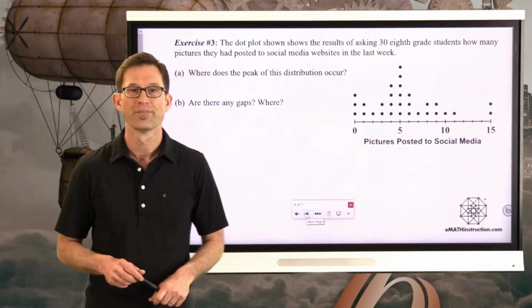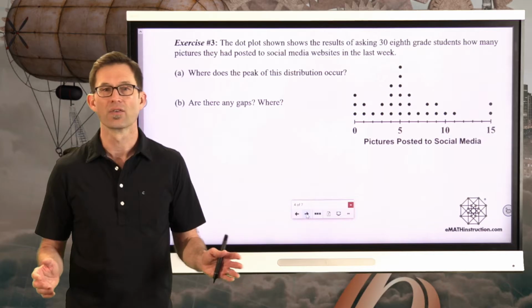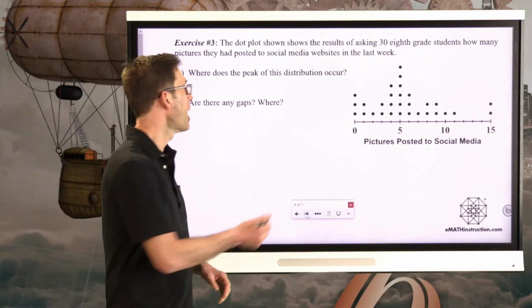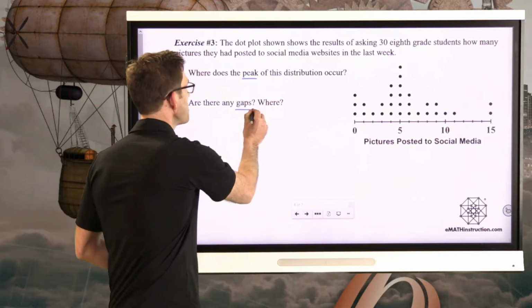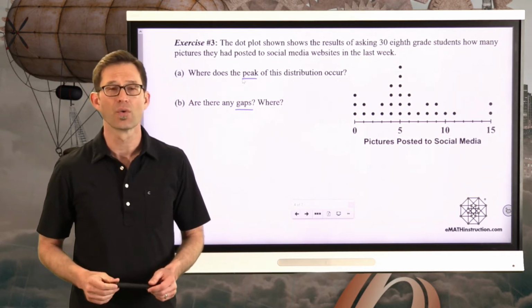Exercise number 3. The dot plot shown below shows the results of asking 30 8th grade students how many pictures they had posted to social media websites in the last week. Letter A. Where does the peak of this distribution occur? And letter B, are there any gaps? All right, great. So since we've already talked about peaks and gaps, I'd like you to pause the video right now and try to answer these 2 questions on your own.